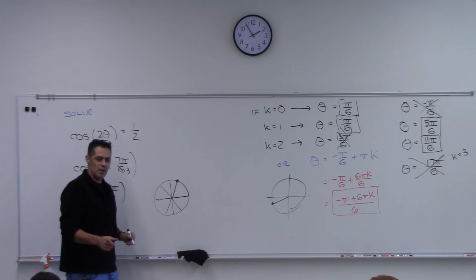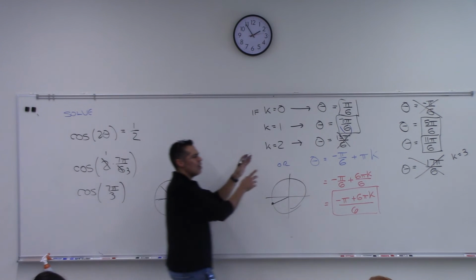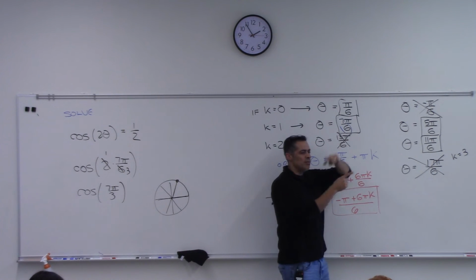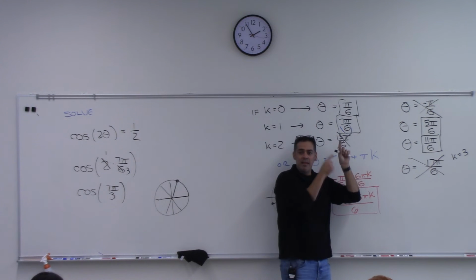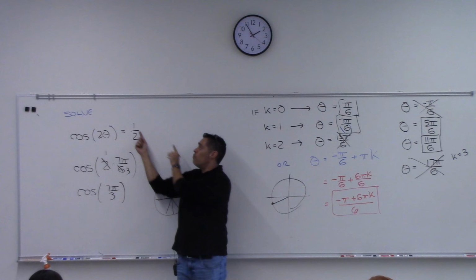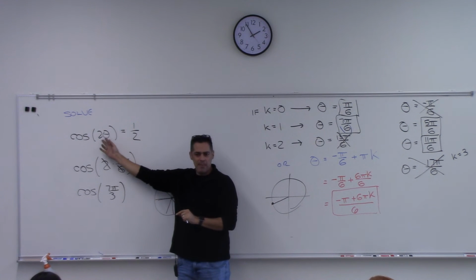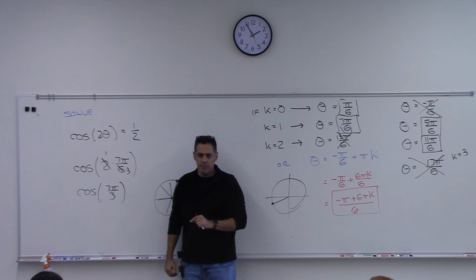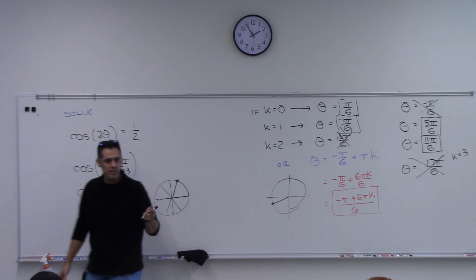Is that answering your question? Yeah, so these angles are not where the x-coordinate is a half. These angles are what we need to plug into the equation to get 1/2 to come out after we do whatever happens in here. It's a good question. You all got that?